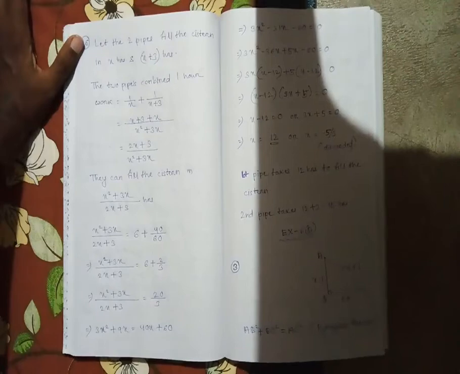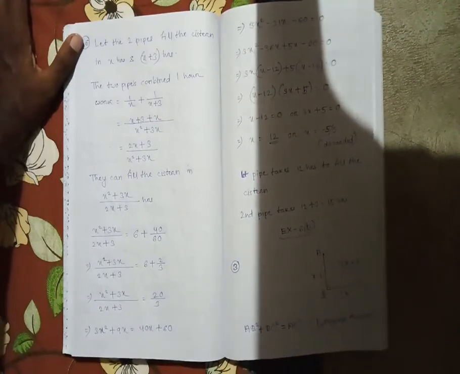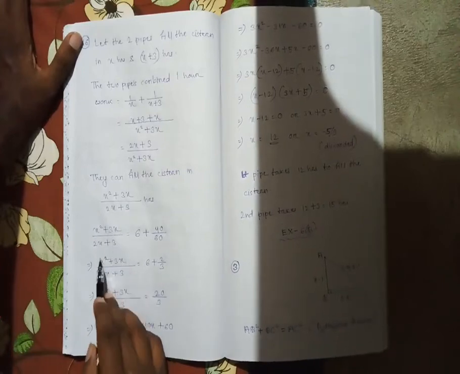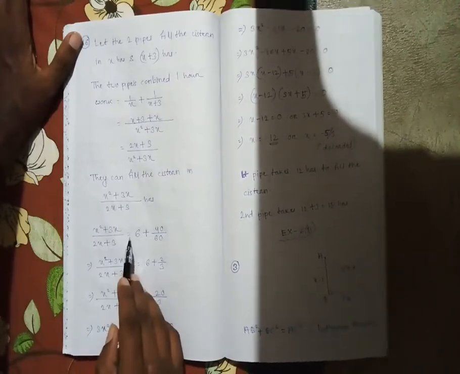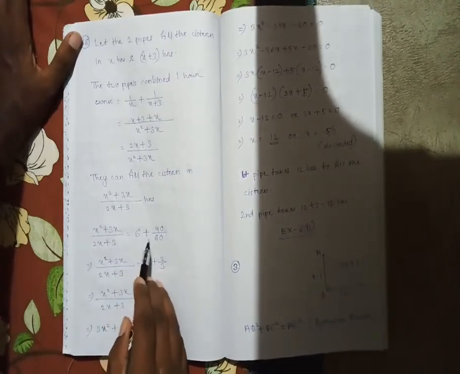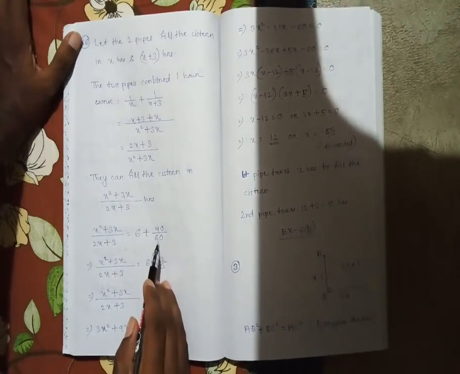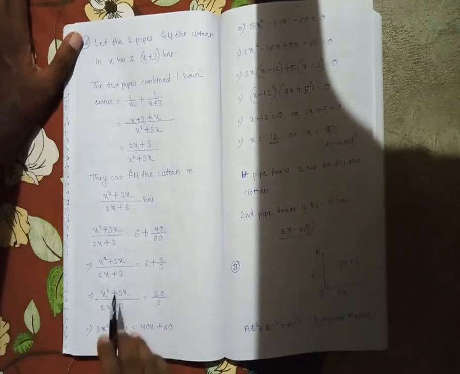Also, it is given in the question that the work can be completed in 6 hours and 40 minutes. So I can equate (x square plus 3x) by (2x plus 3) is equal to 6 hours 40 minutes, means 6 plus 40 by 60. You should not forget to convert this 40 minutes into hours. So 40 by 60.